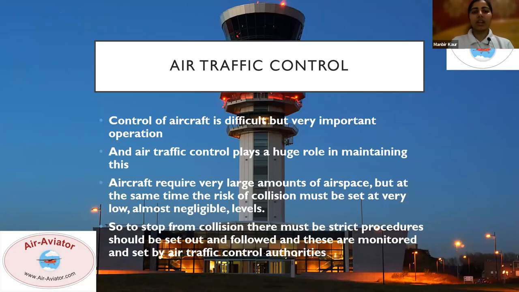Okay, the other thing is the air traffic control, which is a crucial part as it controls the aircraft. Control of an aircraft is difficult, but it is really important for the operation. Air traffic control plays a huge role in maintaining this. An aircraft requires a very large amount of airspace, but at the same time, the risk of collision must be set very low, at least at a negligible level. To prevent collisions, strict procedures must be set out and followed, and these are monitored and set by the air traffic control authorities. An air traffic controller navigates an aircraft throughout its takeoff and landing.